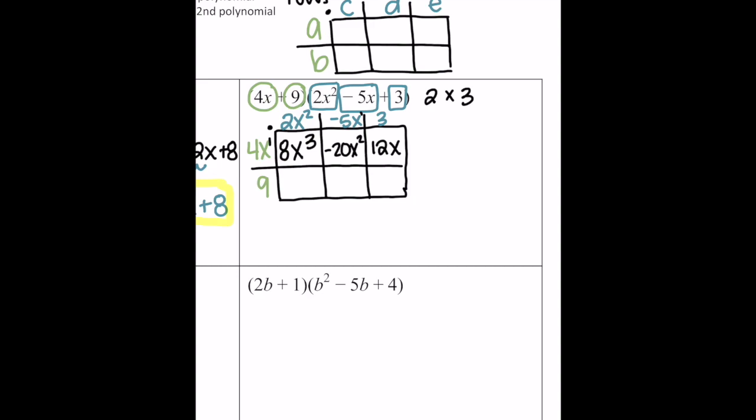Okay, now moving on to the second row, 9 times 2x squared. 9 times 2 is 18, x squared. 9 times negative 5x, negative 45x. And then 9 times 3 is 27. All right, so if we write this out, notice that our like terms are still in the diagonals. So we have x squared terms here, and we have just plain x terms here.